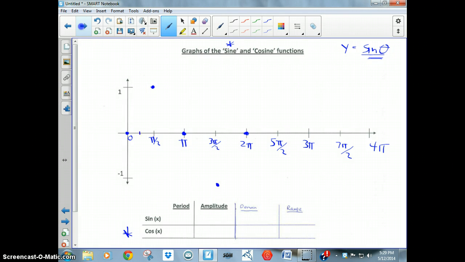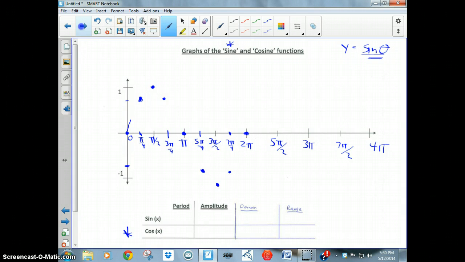Now also halfway in between, right here is going to be pi over 4. At that point we were about right here, which is 0.7071. And then right here, I believe, was 3 pi over 4, and that value was 0.7071. And then right here, I believe, was 5 pi over 4, and we were at -0.7071. This is just an estimate, these values right here. And then the last one right here, which was 7 pi over 4, we were at -0.7071.